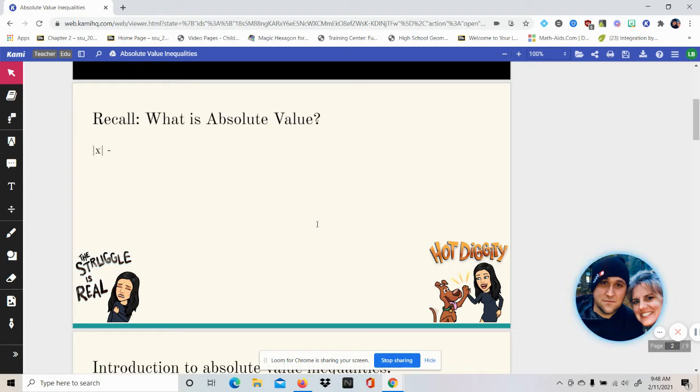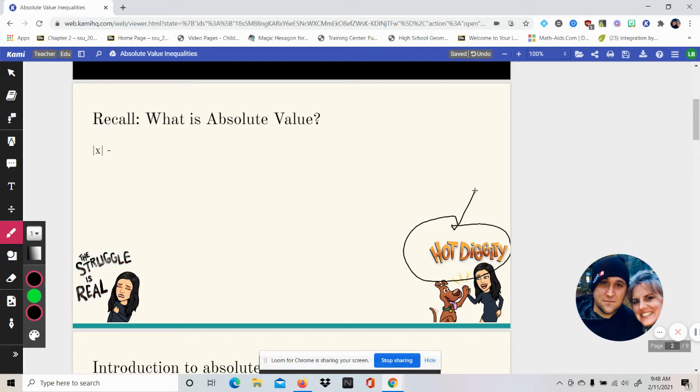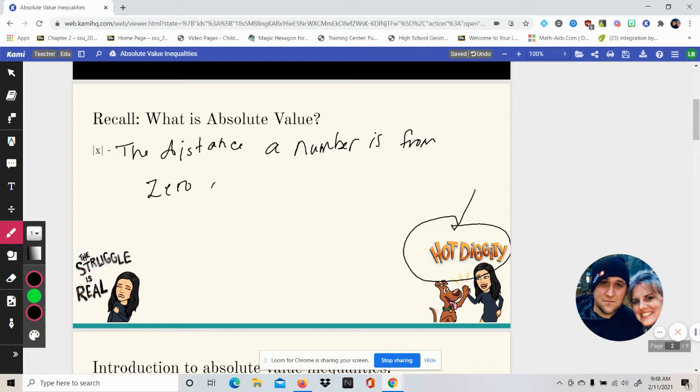You're probably thinking, oh, absolute values again. Maybe you don't remember them. Maybe this is you down here with the struggle is real. Or maybe this is you. Oh, yep, nailed it. I remember what absolute values are. But either way, we can all get to this point because absolute values are the distance a number is from zero on the number line.